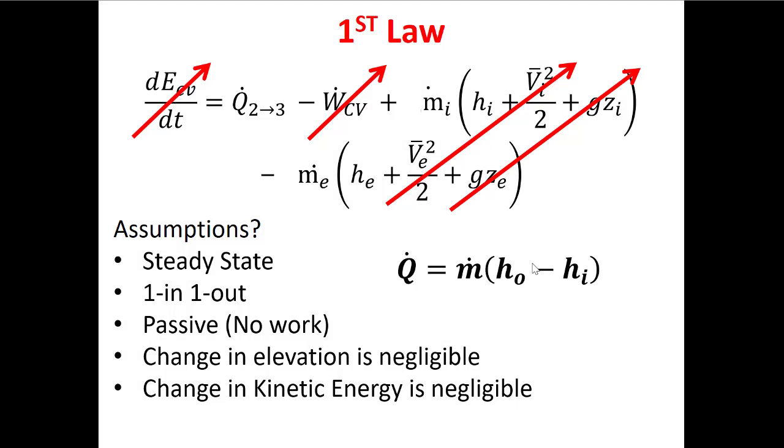So if we were calculating for power, we'd get h in minus h out. We could remember that because the dwarves work really hard. So for power terms, we get h in minus h out.